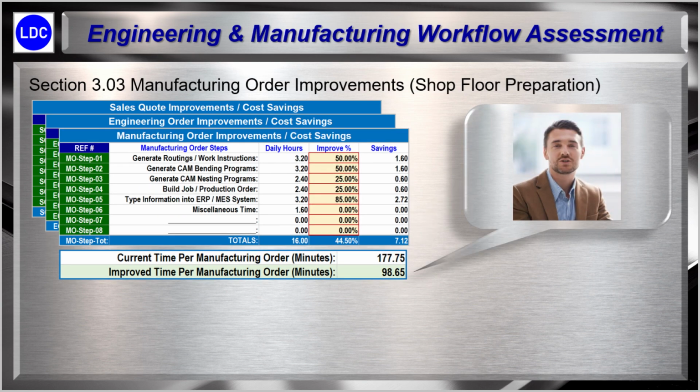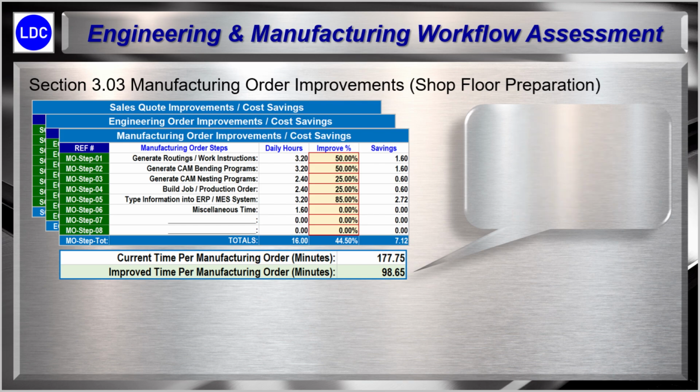When improvement percentages are applied to the manufacturing order workflow steps, the result of our example is a daily hourly time savings of 7.12 hours, which equates to 44.5% savings with the current manufacturing order process. Results of the improvement percentages reduces the average time to generate a manufacturing order from 177.75 minutes to 98.65 minutes.